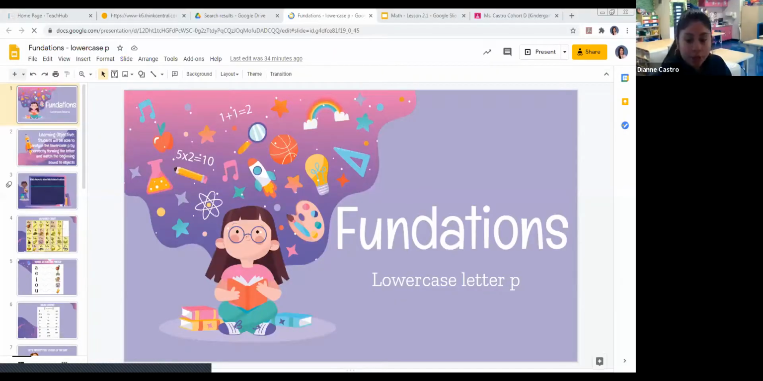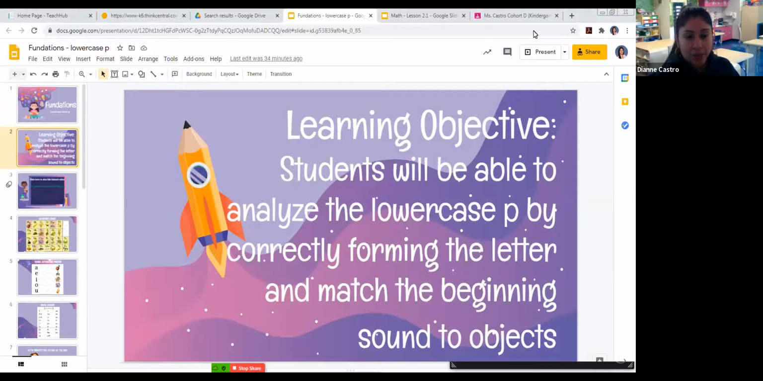So today, boys and girls in Fundations, we're going to learn a new lowercase letter. We're going to analyze this lowercase letter by correctly forming it and matching the beginning sounds to the objects.